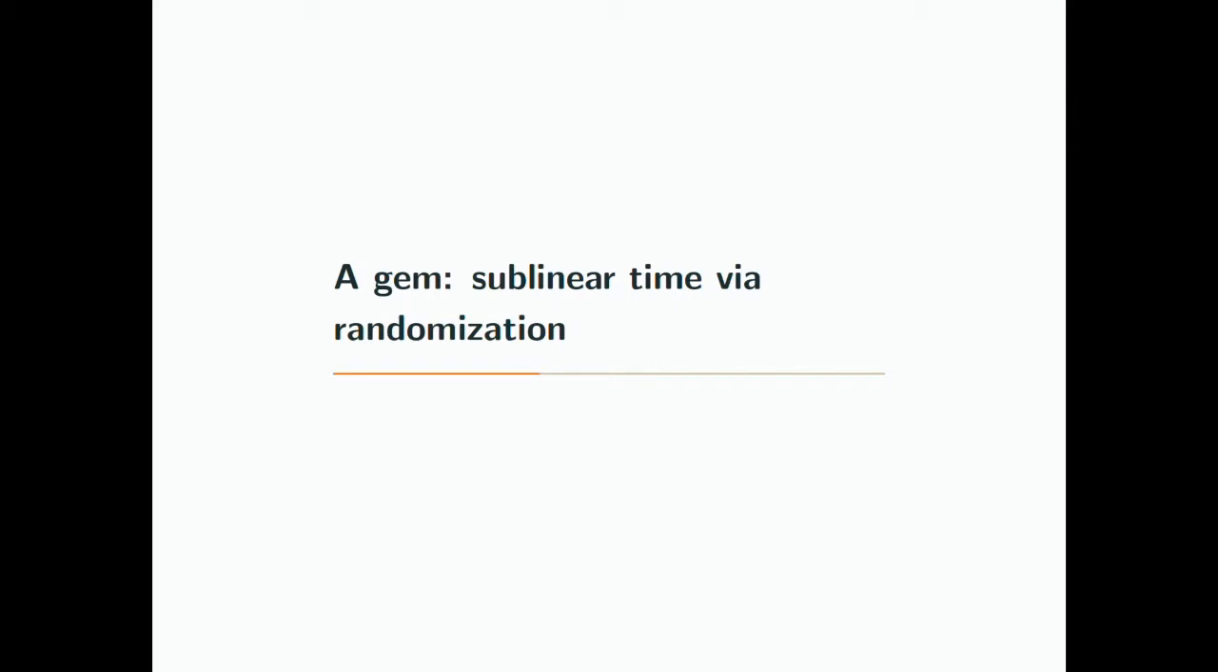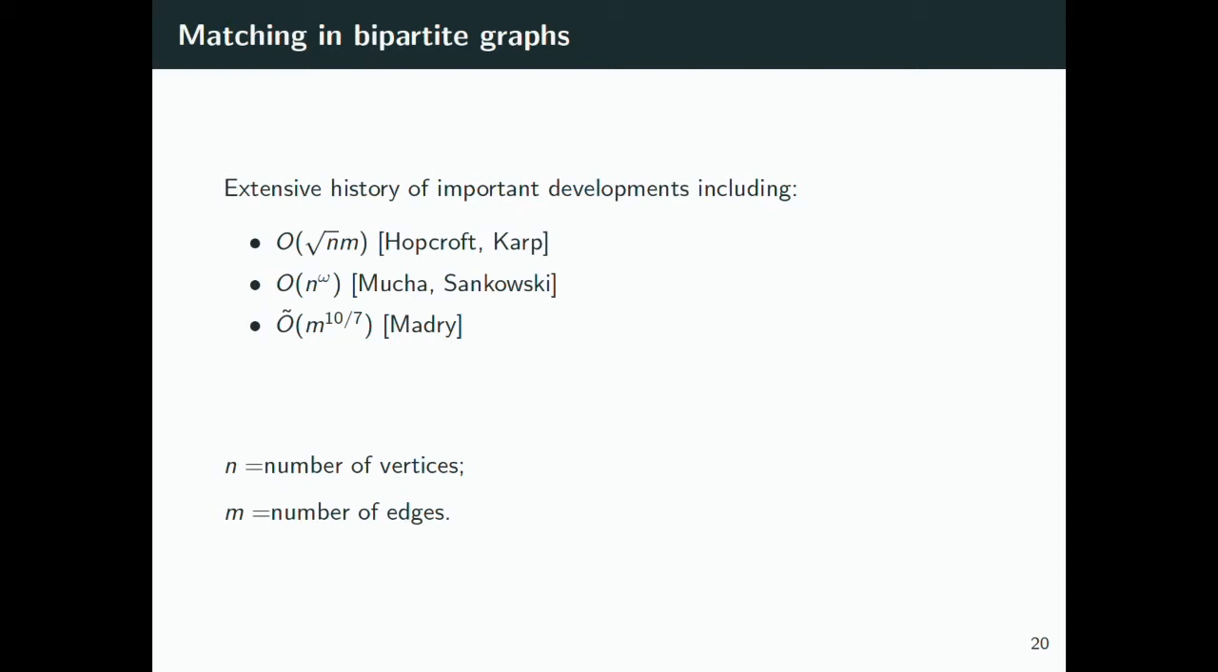And it's about matching in bipartite graphs. So there's an extensive history of important developments just on the basic bipartite matching problem. I'm not going to discuss any of these except to observe that for this general bipartite matching problem, if n is the number of vertices and m is the number of edges, then we don't know of any linear time algorithm, linear in the number of vertices and edges, for this problem.